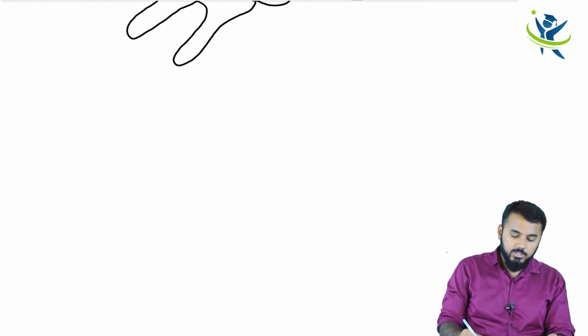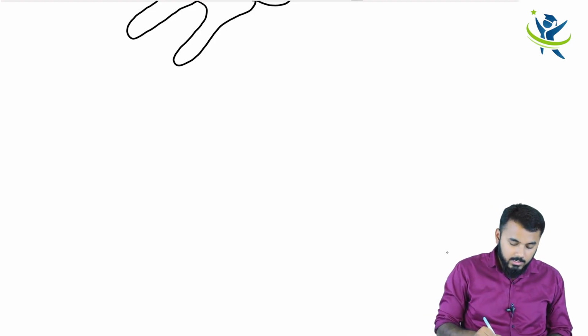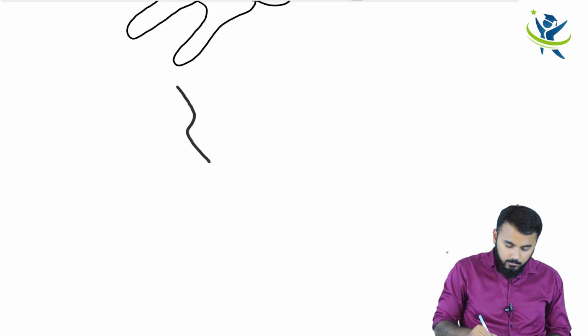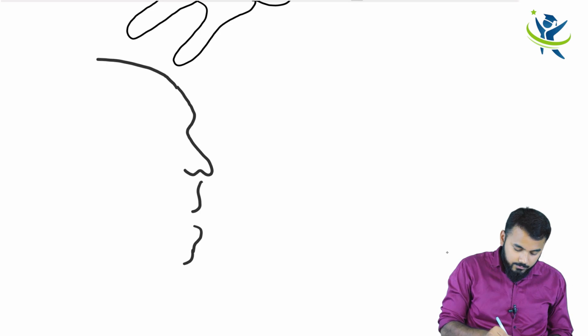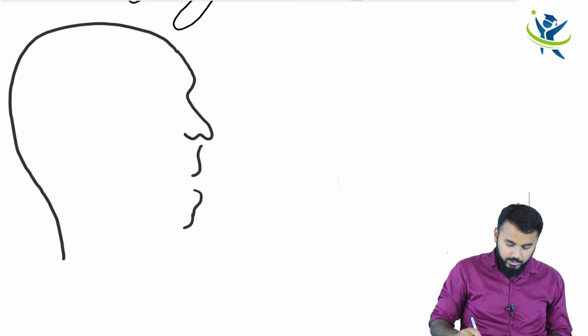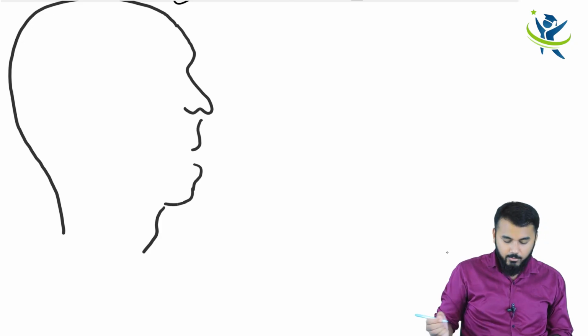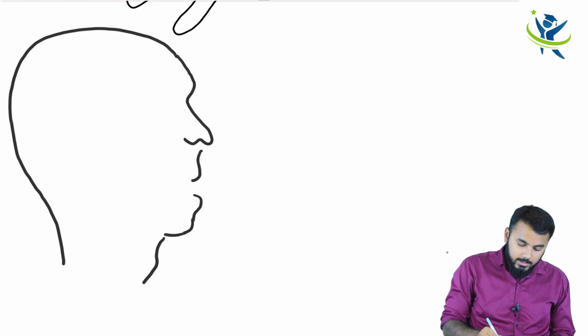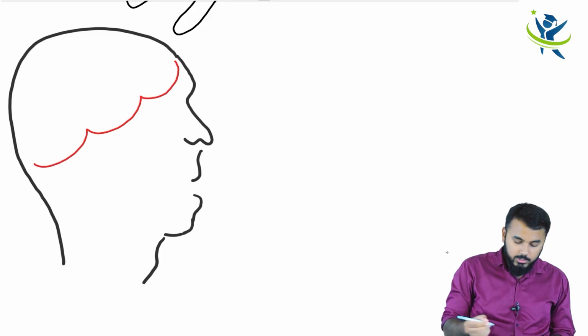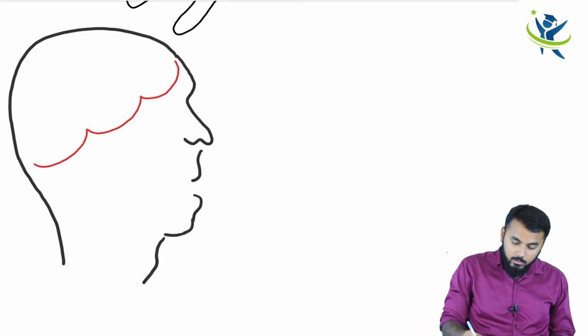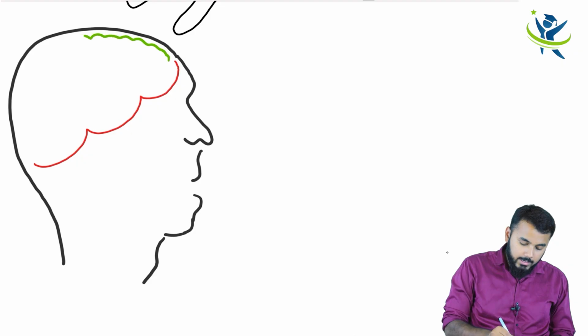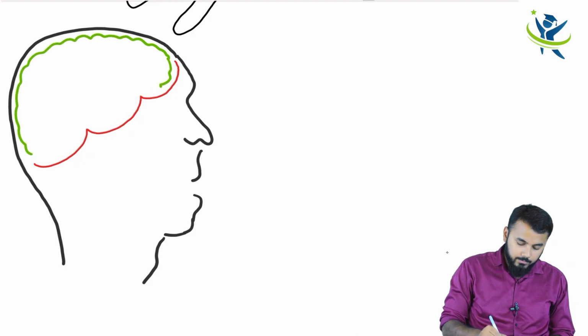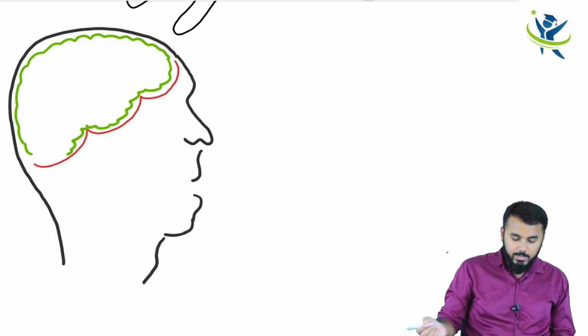Now, how does this infection affect? Let me draw the picture and show you the route of transmission of this infection, okay? Look here, guys, very important. Let us say this is the anterior cranial fossa, this is the middle cranial fossa, and this is the posterior cranial fossa. And all of you very well know that this is the brain that lodges here.